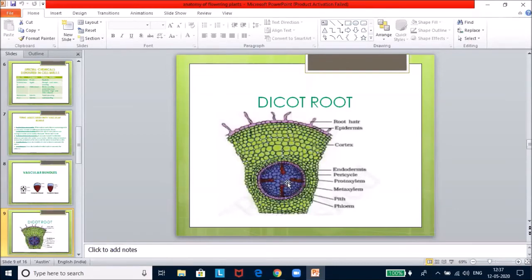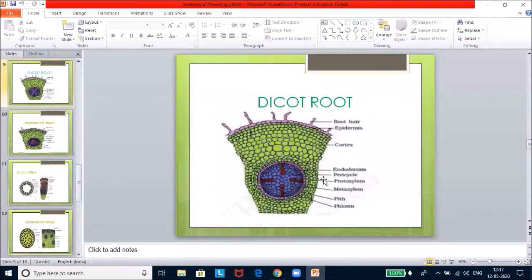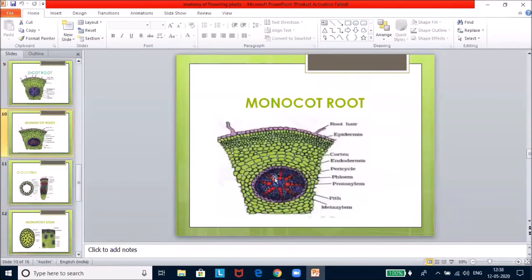Pericycle, vascular bundle and pith together form the stellar region. Vascular bundles are arranged in a radial manner. In this, xylem and phloem are arranged separately. Xylem and phloem are situated on alternate radii of an axis. So this is about the dicot root. Now let me get into the monocot root.